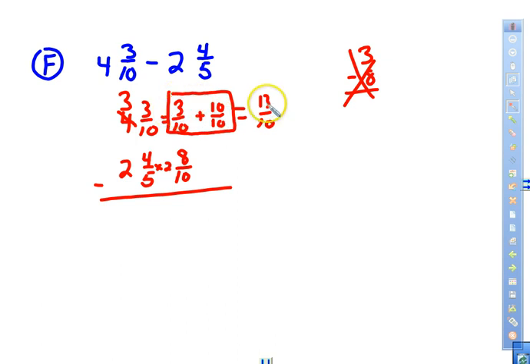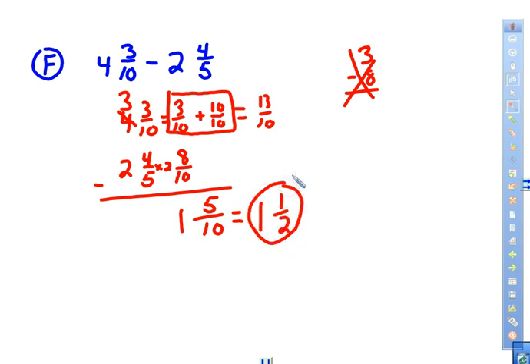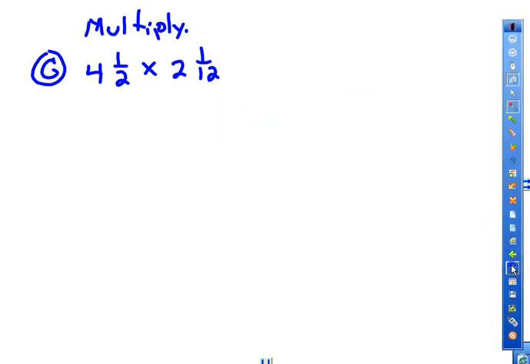Okay, so now we simply take 13 minus 8, which is going to give me 5 over the 10, and then subtract 3 minus 2 to give me 1, and that then simplifies by dividing it by 5 to give me 1 1/2. That is my final answer. Now let's multiply. Go ahead and hit pause and solve this.